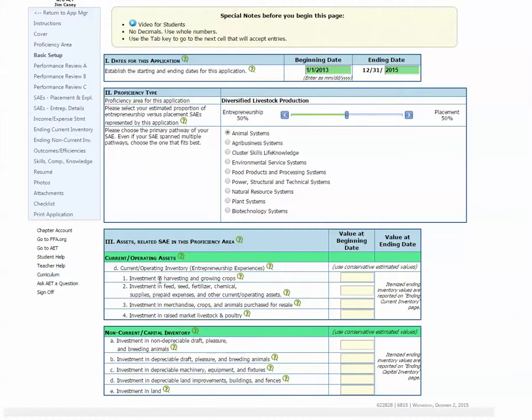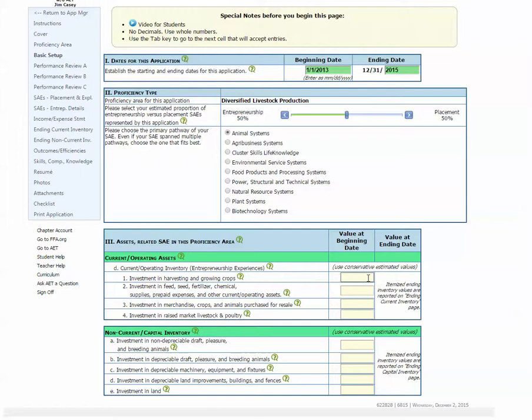Line item one is investment in harvesting and growing crops. So how do you place a value? Well, there's a difference between harvested crops and growing crops. If you have a harvested crop, say a corn crop that has been harvested and is in storage, then you estimate the value of that crop as of the date you're entering the SAE, in other words, the beginning date. It would be like having corn at the elevator. You could just simply pick the phone up, call the elevator, and say, what could I sell my corn for today?